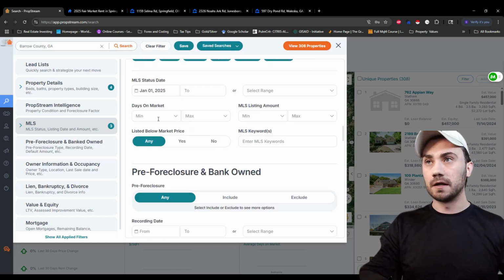We're going to keep the days on market blank, as this MLS status date works a lot more efficiently within the algorithm of PropStream.